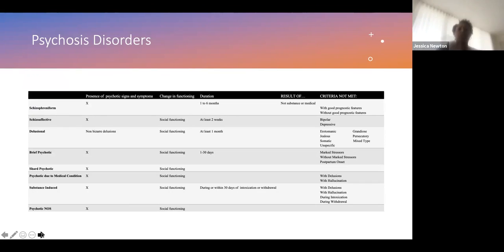What is the duration? Schizoaffective always stands out to me, just because I kind of go from psychosis to mood, and then to have both is definitely something that stands out. But again, we do want to ask about the medical conditions and some of the other factors that an individual may experience.